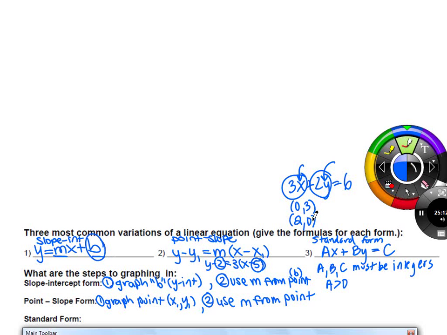So probably in standard form, you want to find the intercepts. And then once you find the intercepts, you want to plot them and draw your line.